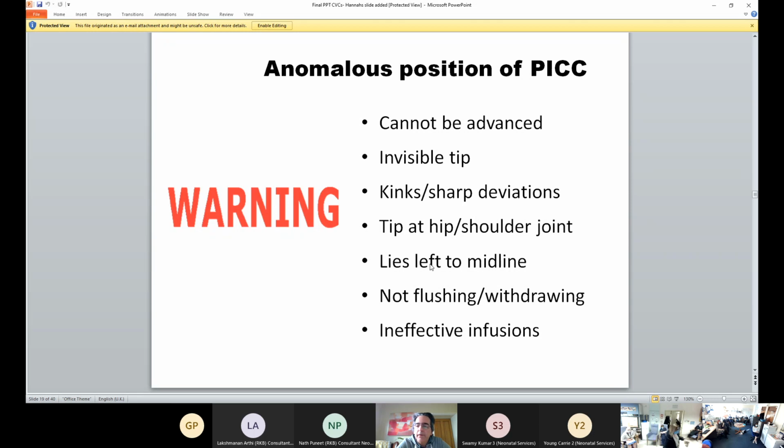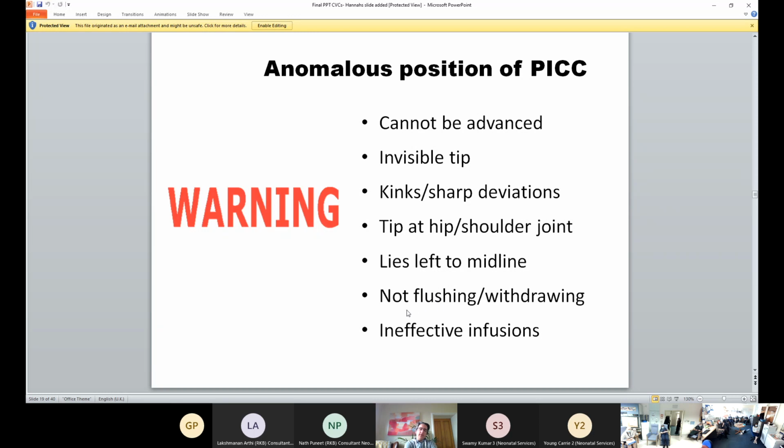If you insert a line in the left leg, it has to cross the midline to go to the inferior vena cava. If it continues straight up without crossing the midline, it means it has gone in a wrong direction. And we will show this in the coming slides.